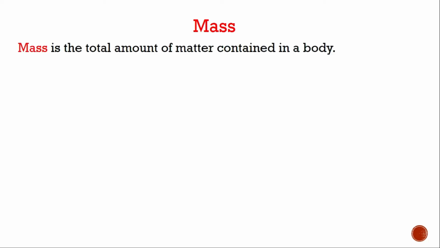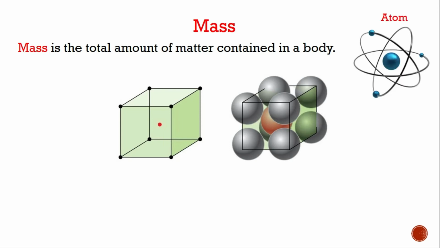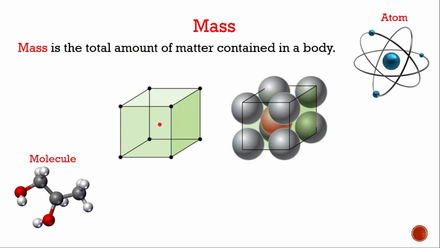Mass literally is the total amount of matter contained in a body. As we already know, every single object is basically made up of matter, and matter is anything that occupies space or simply has atoms and molecules. And you might have read earlier that every atom or molecule has some mass, which is atomic mass or molecular mass.